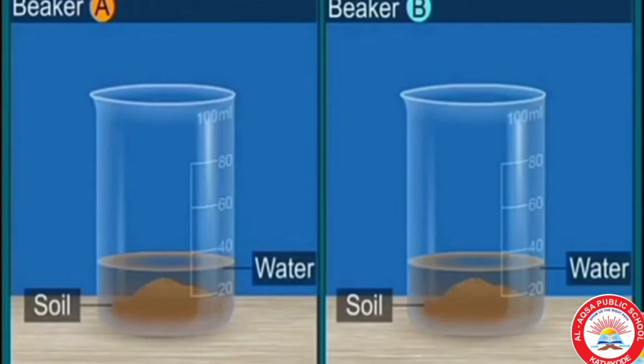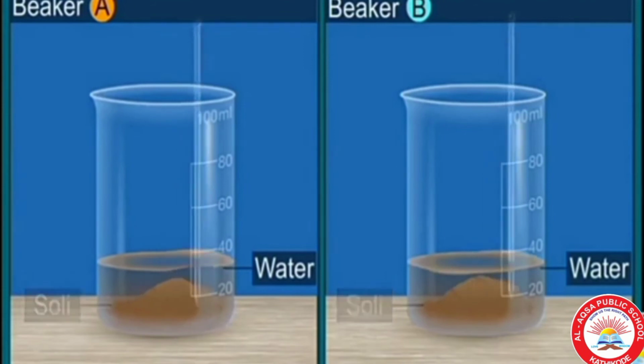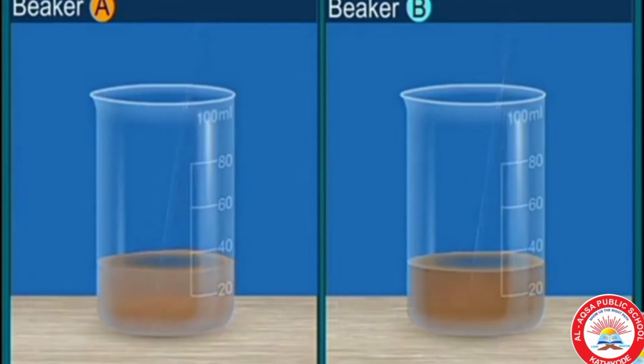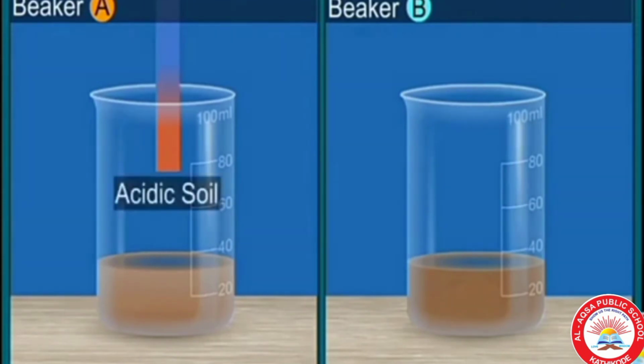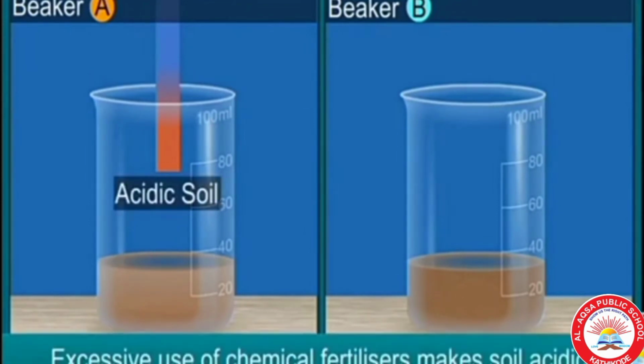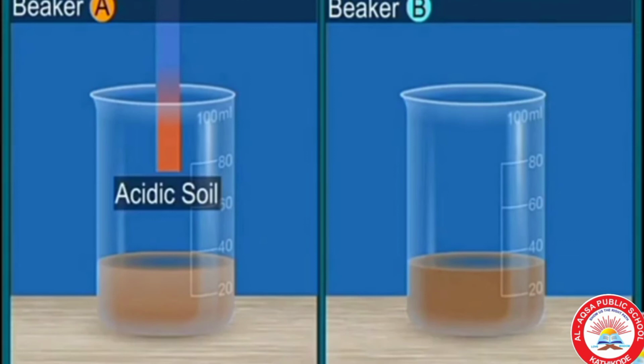In the first beaker, we take soil and water. In the second beaker also, another sample of soil and water. We have to stir the beakers well. In the first beaker we check with blue litmus paper. Now we can see it turns red. That means that soil is acidic. Plants do not grow well when the soil is either too acidic or too basic. Excessive use of chemical fertilizers makes soil acidic.